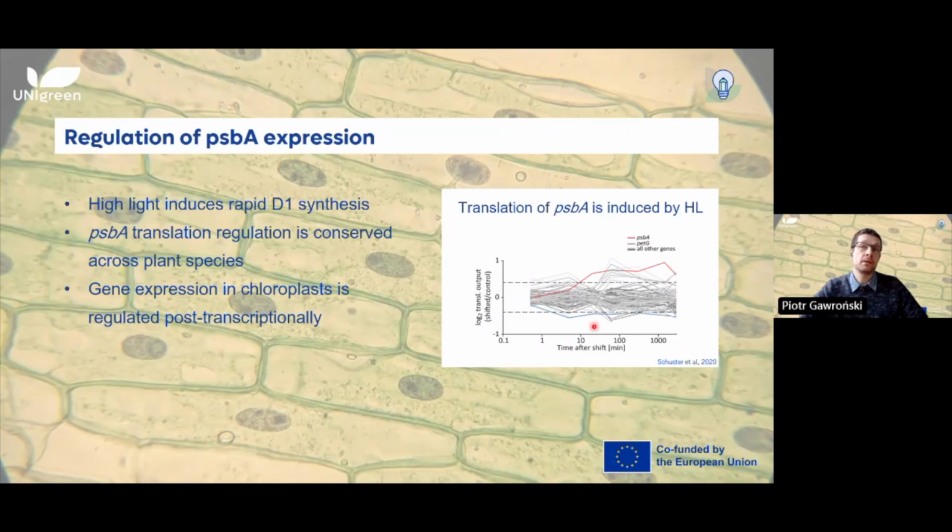In chloroplasts, gene expression is regulated differently than in the nucleus. The plastid genome is small, polycistronic, and transcriptional regulation is limited. And chloroplasts do not import transfer RNAs and ribosomal RNAs, so gene expression must be regulated locally. And as a result, translation is the main regulatory step of chloroplast gene expression.